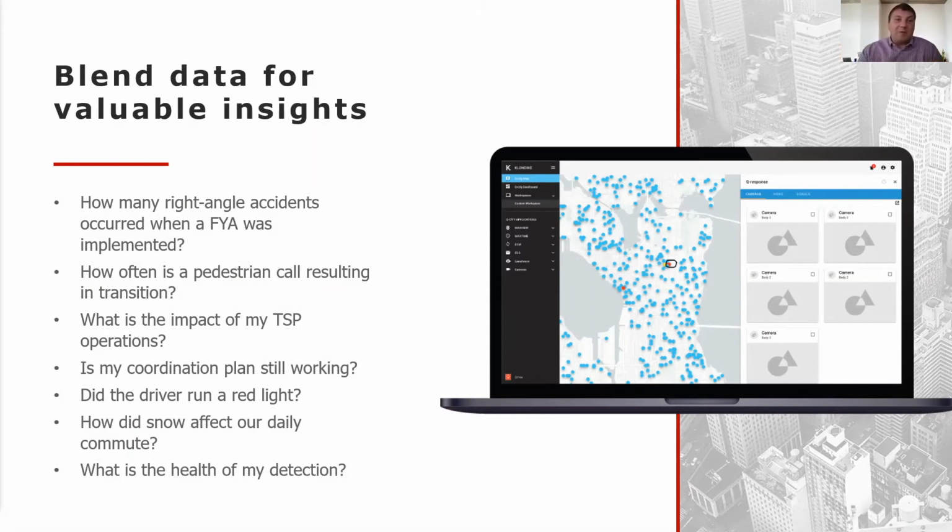Also, like, how often is a pedestrian call resulting in transition? We can get that direct answer straight from the high resolution data.